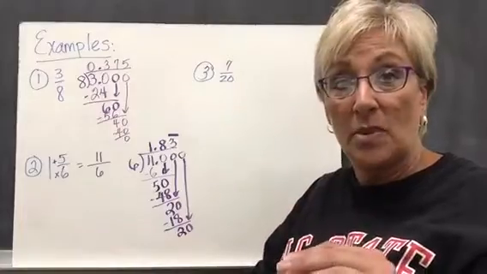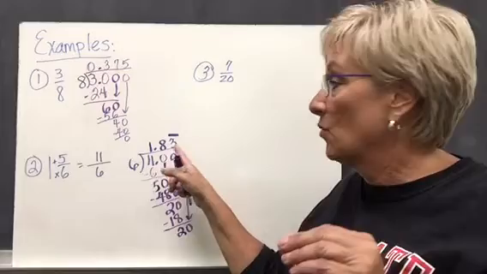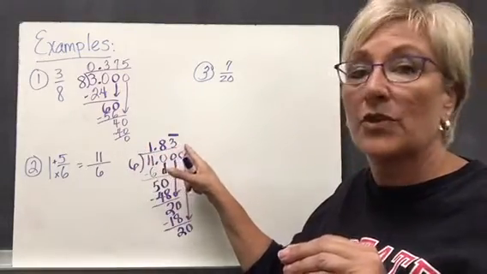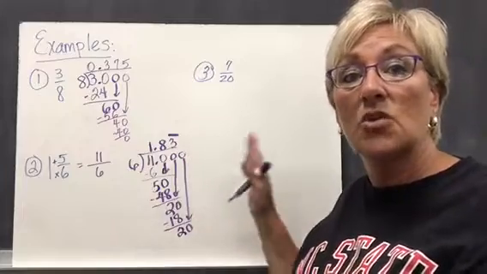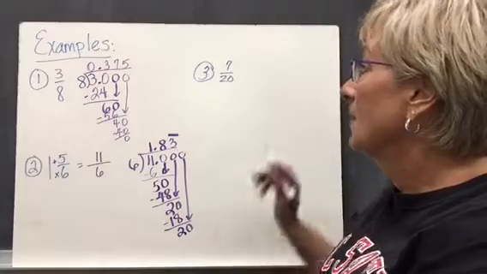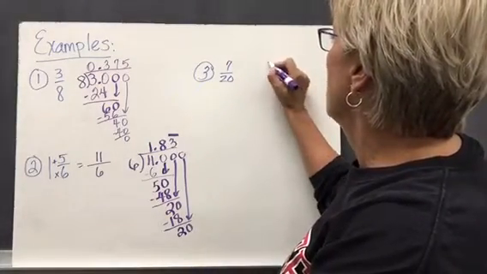The only thing that's repeating is the 3, and that is the only one that gets the bar over it. We're not going to put it over the 8. We're not going to put it over the 1. We're just saying that the 3 in this number is going to continue on repeating as long as we continue to divide out. All right, number 3, 7 divided by 20.